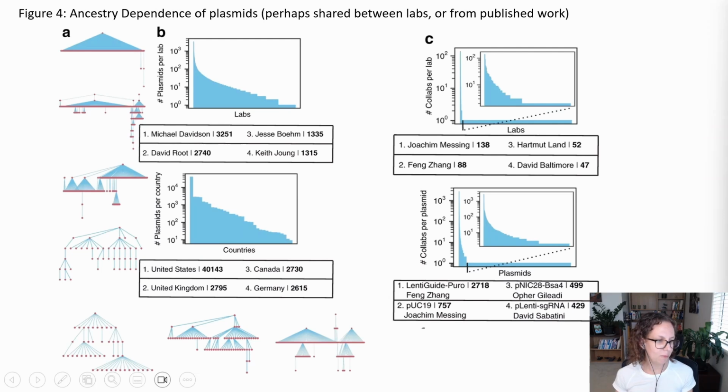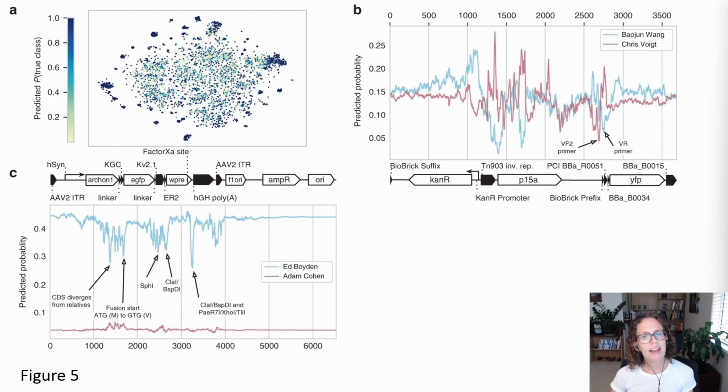So you can see this really steep drop off here and here, with most labs having, this looks like it's at 0, no collaborations, and most plasmids having 0 dependencies. So that's considered a power law distribution.